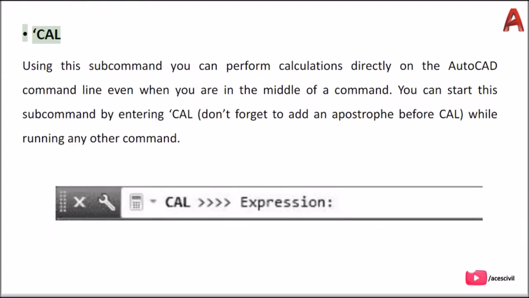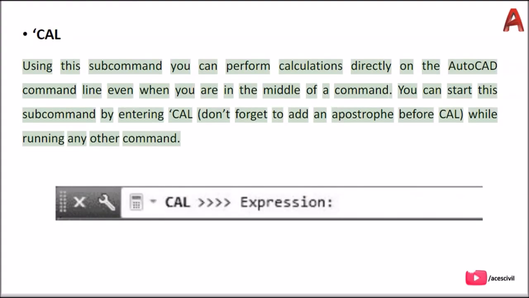CAL. Using this command you can perform calculations directly on the AutoCAD command line even when you are in the middle of a command. You can start this by entering CAL. Don't forget to add an apostrophe before CAL while running it inside any other command.